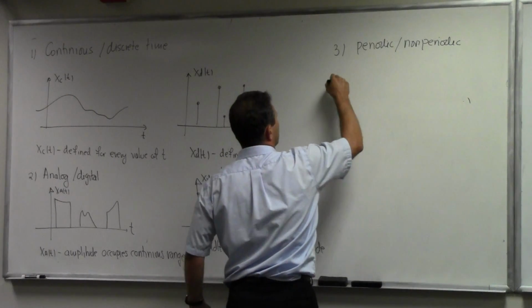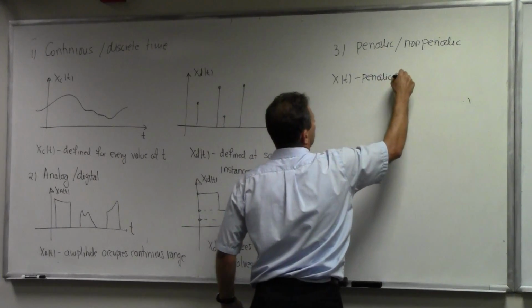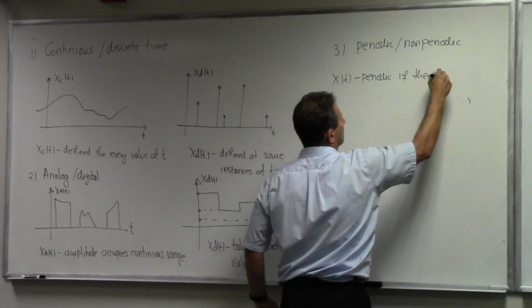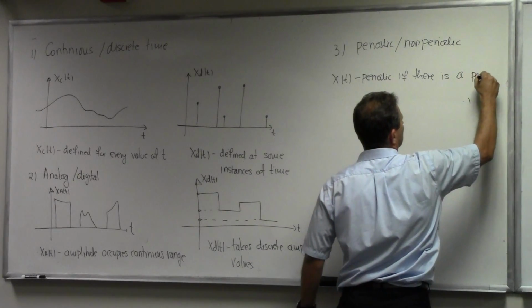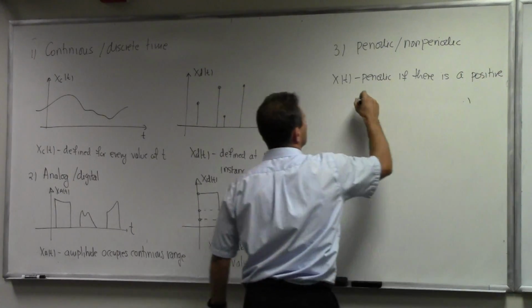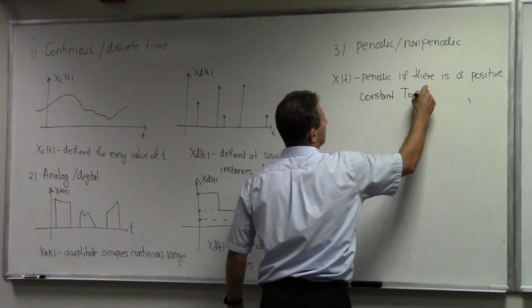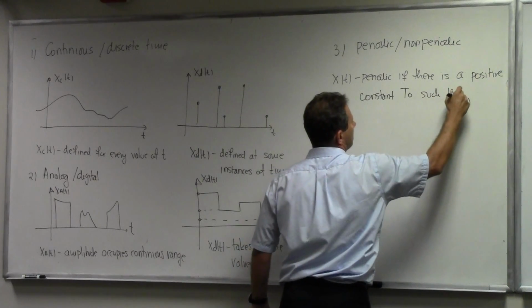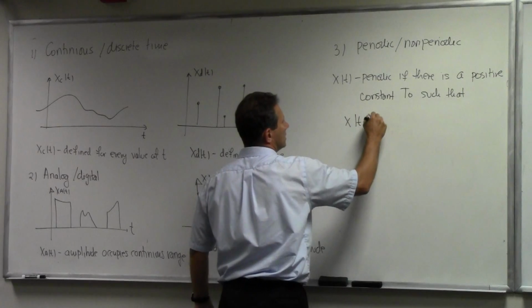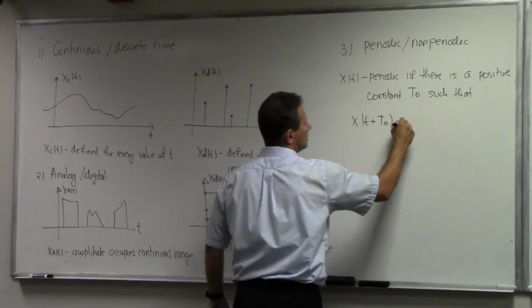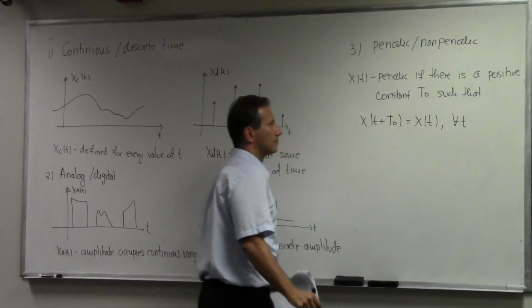X of t is periodic if there is a positive constant t0 such that x of t plus t0 is equal to x of t for every t.